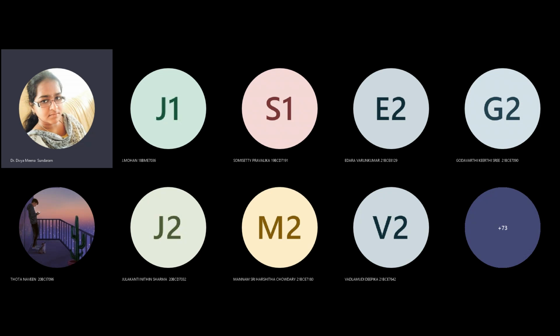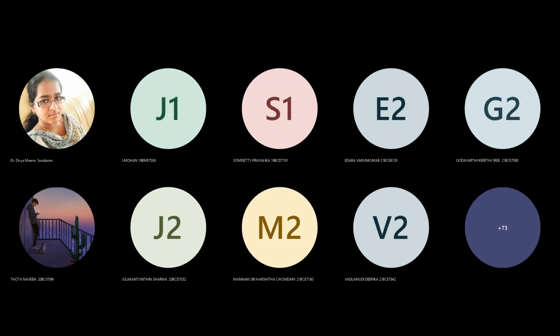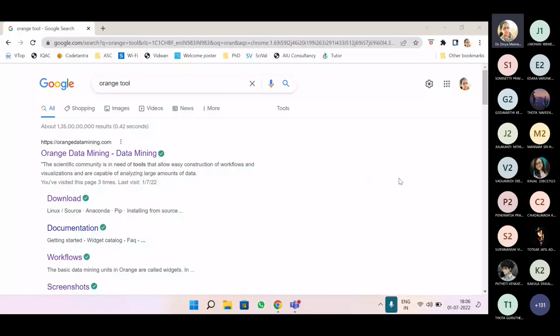It's pretty straightforward. You just search for Orange tool. The first thing that you get is the link. Oh, one second, I'll share my screen. Okay, so I hope you can see my screen now. This is how you download and install the Orange tool first of all.